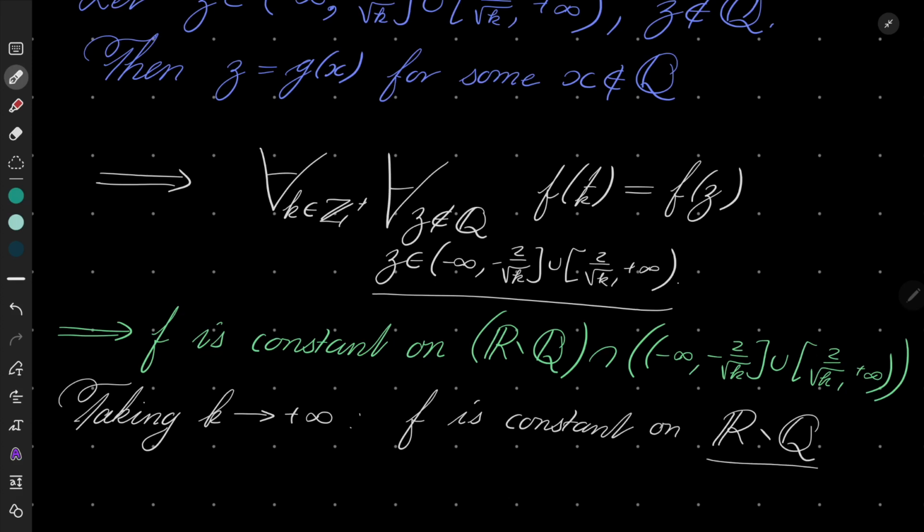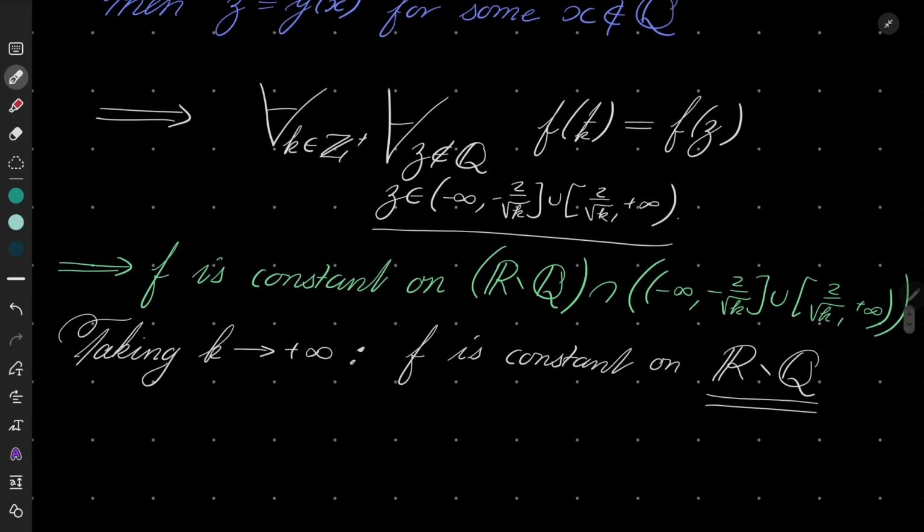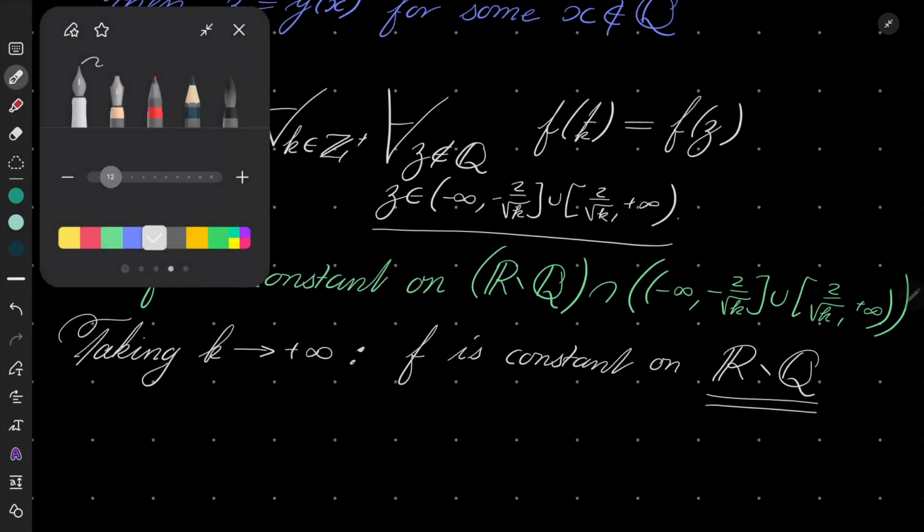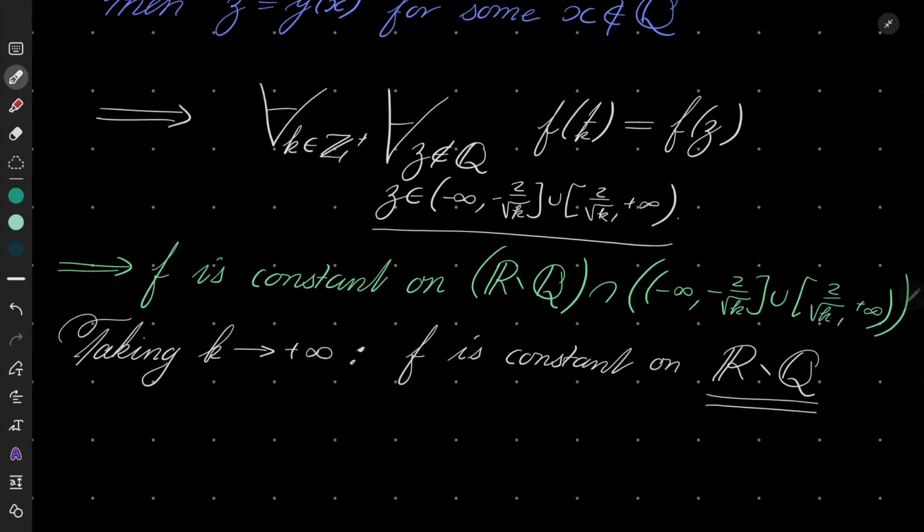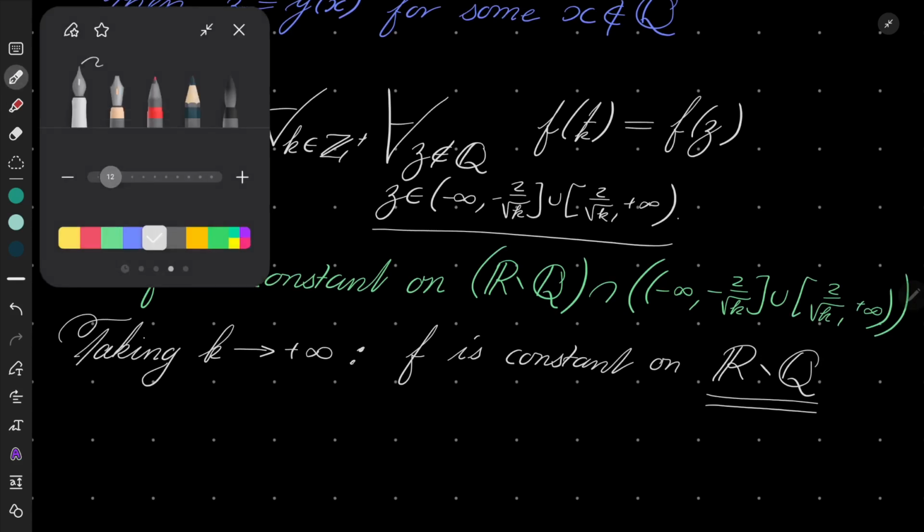Because 0 is irrational, so 0 doesn't matter. Okay, so now we know something. We know that our function is constant on the set of irrational numbers. Well, but what about rational numbers? Let's see. So let's take our equation once again.